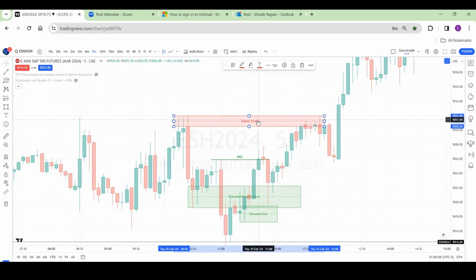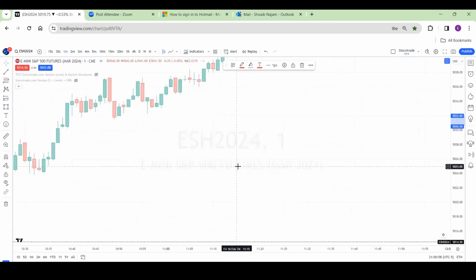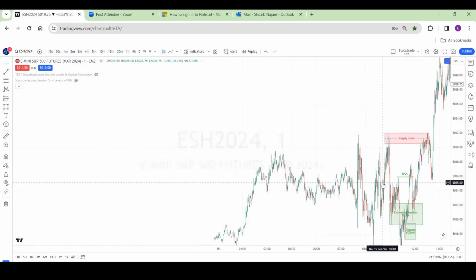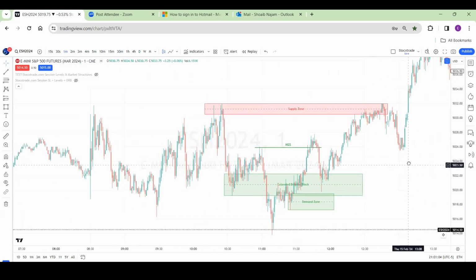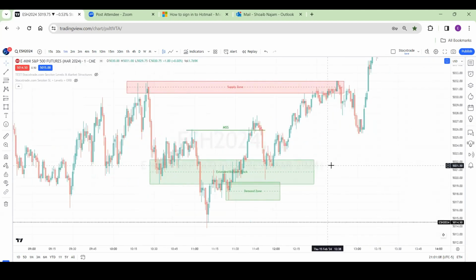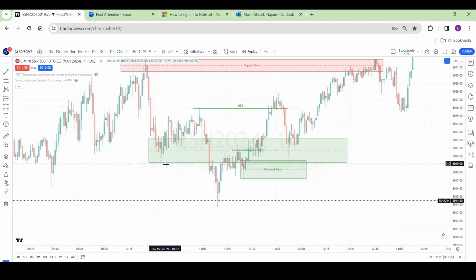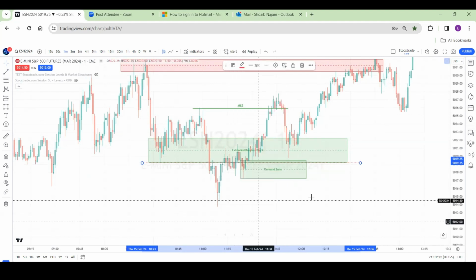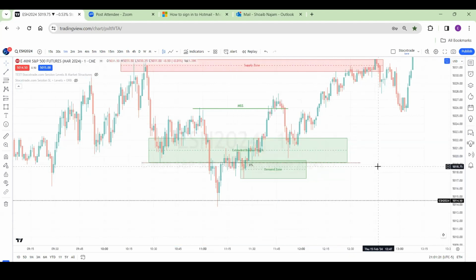Whatever points, 2 points, 20 points, don't care. Just go through with your process. Okay, if you are getting the setup, just mark the levels, enter without any fear. Why without any fear? Because this was the short-term low. Just extend the short-term low and put the stop loss below that low. Okay, your stop loss should be here.